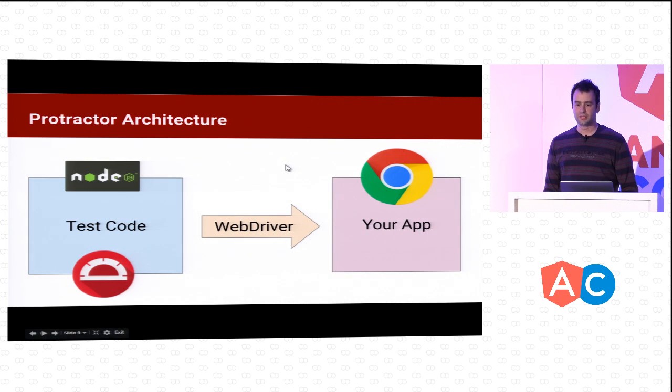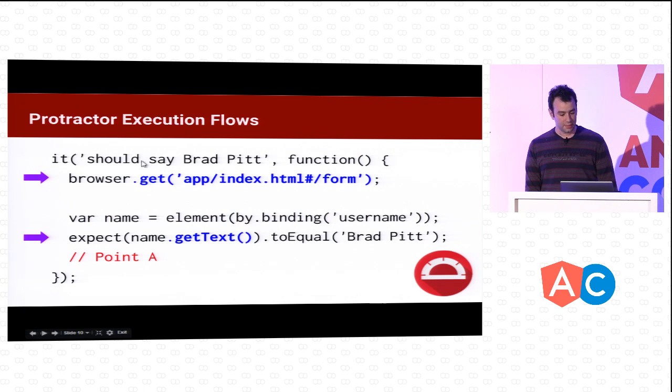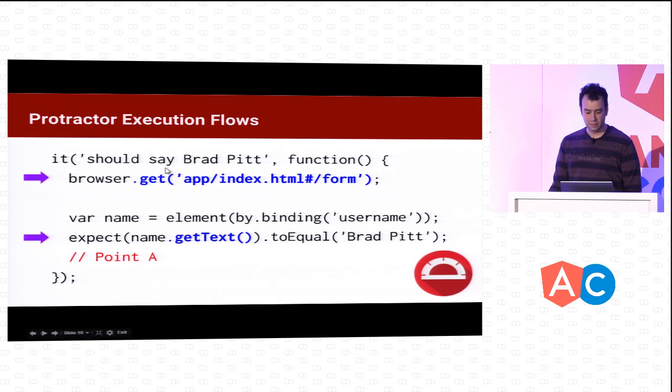And let's see a very simple test scenario in Protractor. So this is a simple test scenario. And you can see that it performs two operations. They are marked in blue. And when you get to point A, that point in the code, an inexperienced developer would probably have expected the browser to have been opened and this assertion to have been executed. But what really happens behind the scenes, when we get to point A, is that nothing has happened yet.